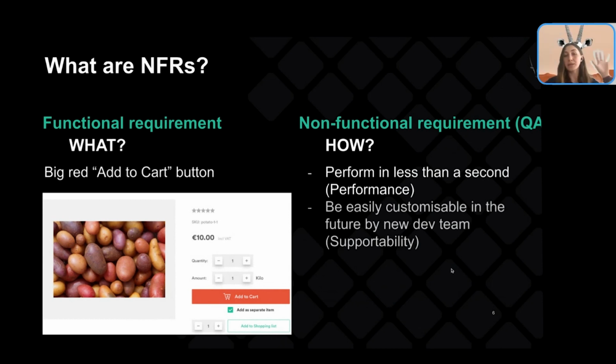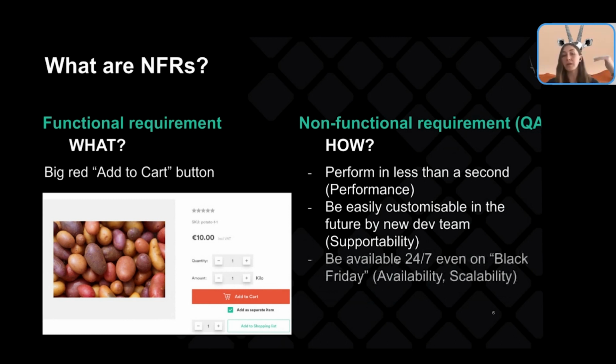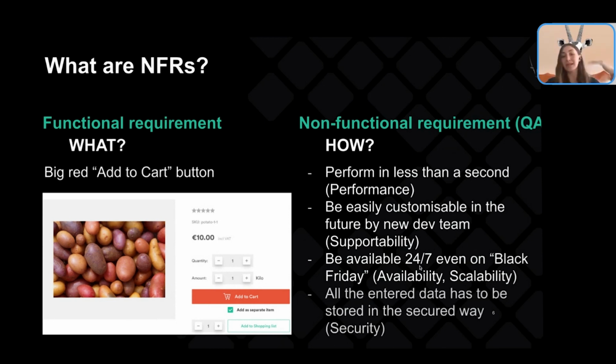Or this button has to be easily customizable in the future by a new development team. This is a non-functional requirement, and the quality attribute for it is going to be supportability. The next one can be: this website in general has to be available 24/7, even on Black Friday. In that case, we're talking about the quality attributes availability, and probably scalability as well. Or all entered data has to be stored in a secure way, with the quality attribute security.